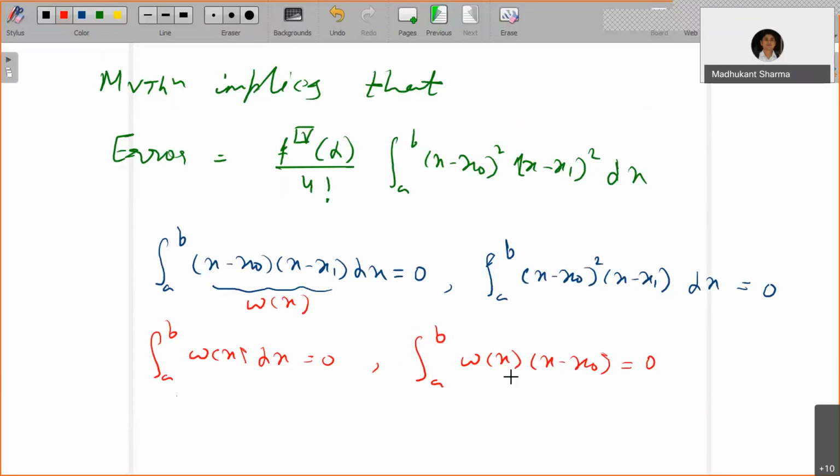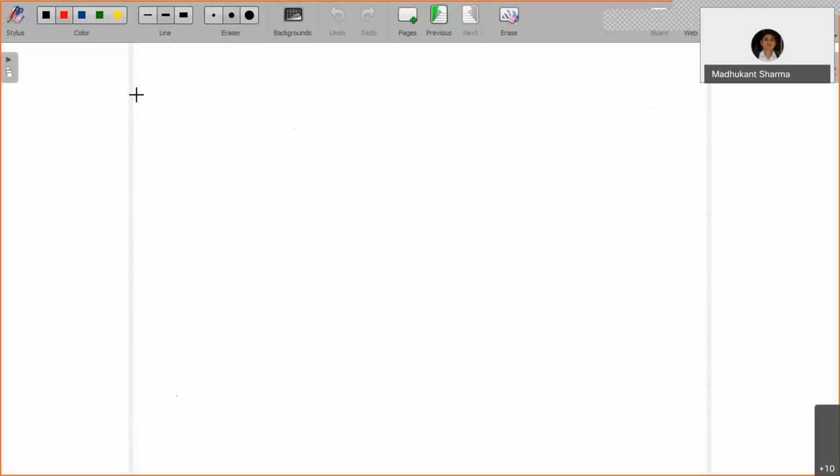Now if you open it up, it is the integration from a to b of w of x times x dx, minus x0 times the integration from a to b of w of x. But since the integral of w of x dx is already 0, this will not contribute. So the conditions are that the integration from a to b of w of x dx is 0 and the integration from a to b of w of x times x dx is 0.